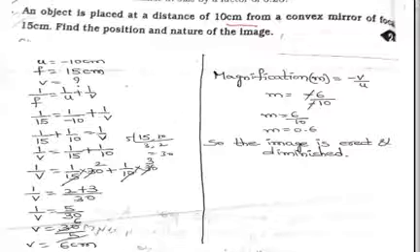Next, now we will discuss the nature of the image. Here we can discuss the nature of the image. The image formed is a virtual image, erect image and diminished image. We can discuss the nature of the image with the help of magnification. Magnification m equal to minus v by u. We know the formula: magnification m is equal to hi by ho equal to minus v by u.